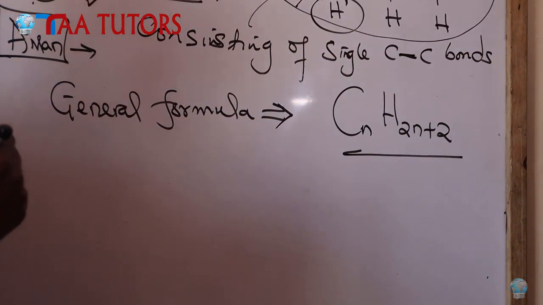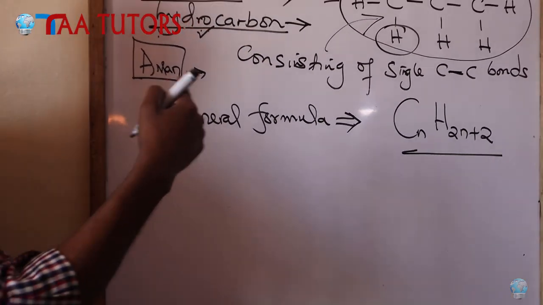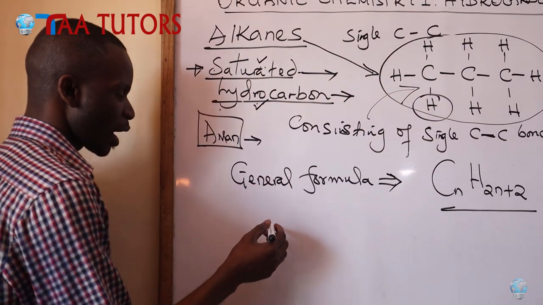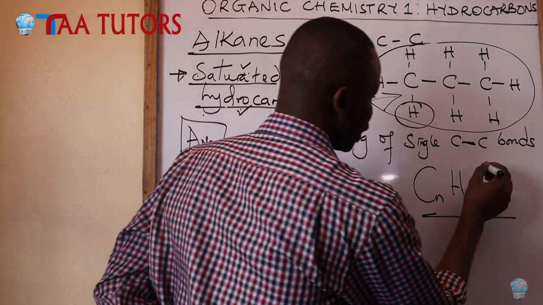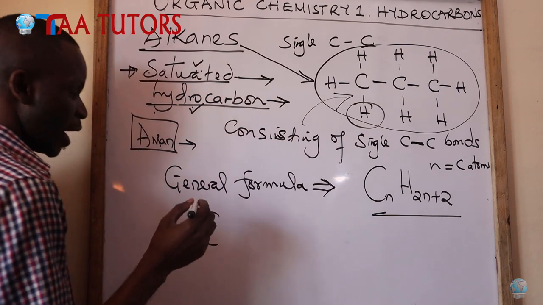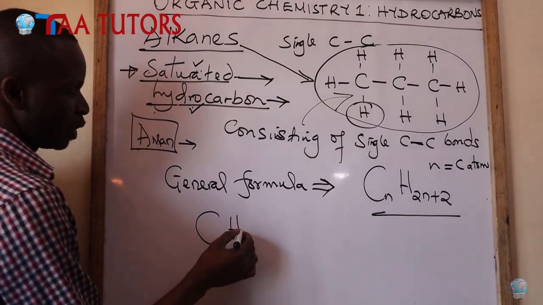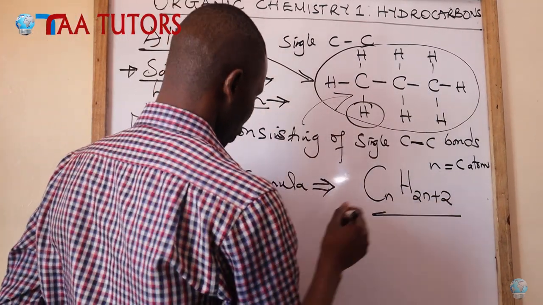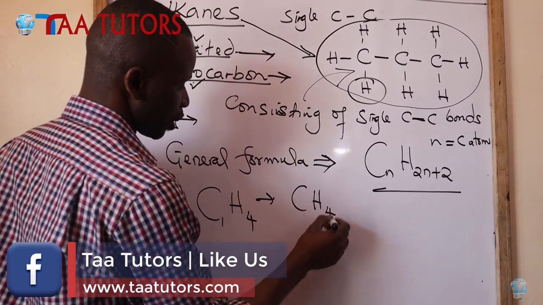It means that if I know the value of n, where n must be an integer, probably a whole number, I can easily get hydrogen. If I know the number of n, which is the number of carbon atoms, in this case n is equal to carbon atoms. So what about if n is 1? It means that H will be 2 times n, and our n is 1, so that is 2 times 1, which is 2, plus 2 equals 4. So we'll get the first member of alkanes being CH4.